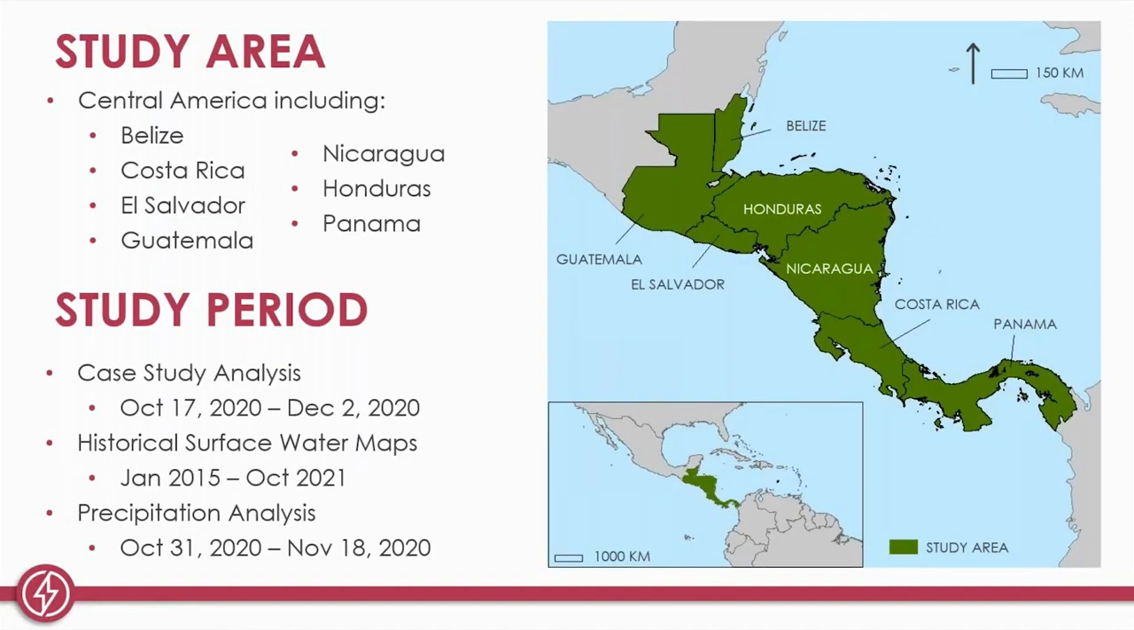In our project, we examined numerous countries in Central America. While we examined all countries for the historical surface water maps, in the case study analysis, we focused on countries most impacted by the 2 events. This includes Guatemala, Honduras, Nicaragua, and El Salvador. Similarly, the study period also varied by each analysis. For the case study, we focused on October 17th through December 2nd, 2020 to highlight flooding during both events and the flood impact the following weeks after the hurricanes passed.